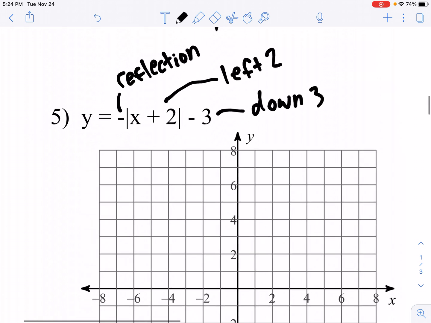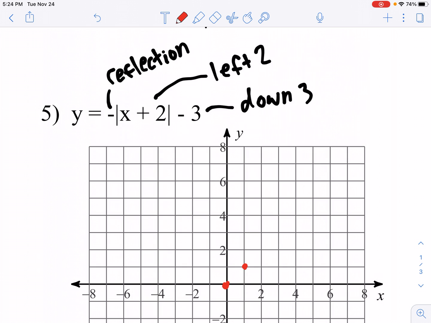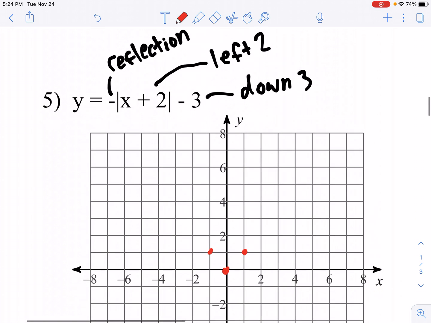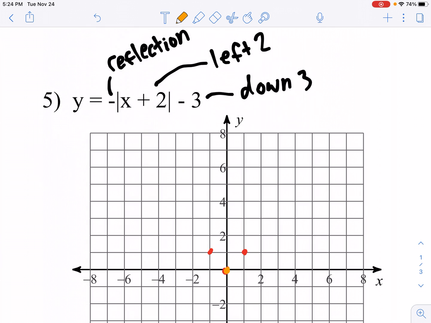Okay, so let's just kind of use our key points again. 0, 0, 1, 1, negative 1, 1. And let's follow the order in which we look at it, okay? I'm going to reflect it first. Then we'll move left, then we'll move down. So I'm going to reflect it first. Let's move each point reflected over. So this guy will stay the same. This guy is going to reflect down over this x-axis. We're reflecting it over the x-axis. And this guy gets reflected over the x-axis. So now it's reflected down.